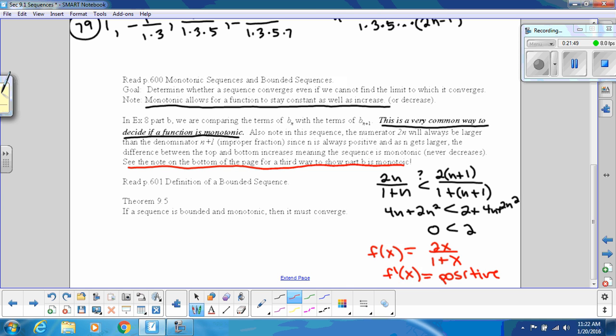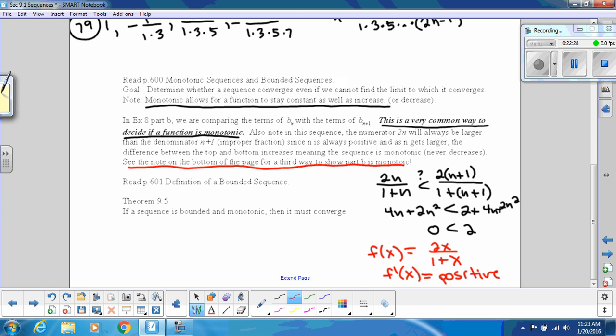So why do we care about monotonic? That's what I want you to look at page 601 for. We're talking about bounded sequences. Bounded is exactly what it sounds like. If it's bounded above, then all the terms are smaller than some value M, which we call the upper bound. If it's bounded below, then all of the terms of the sequence are greater than some value N, called the lower bound. We call a sequence just plain bounded if it's bounded both above and below. It's pretty straightforward as far as what bound means.